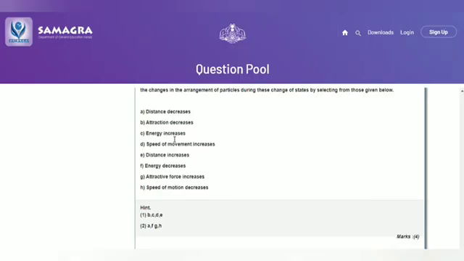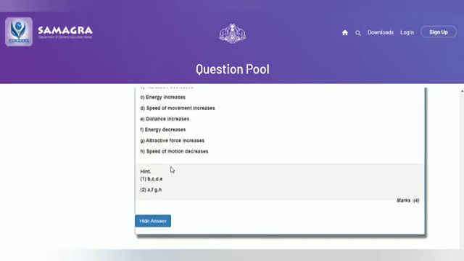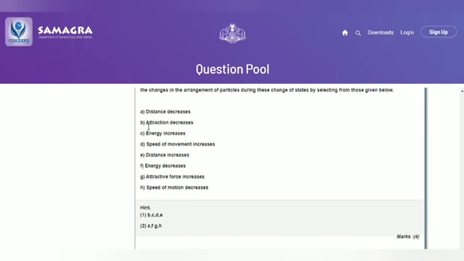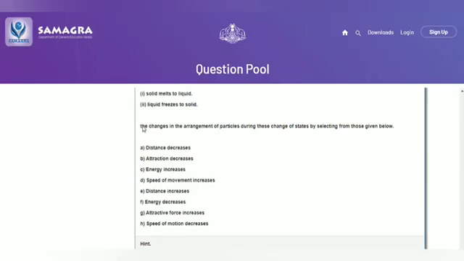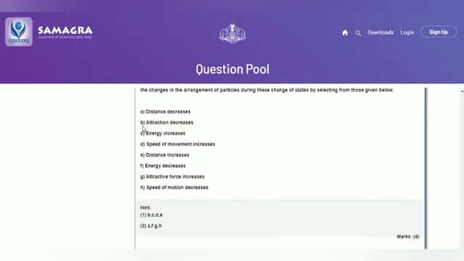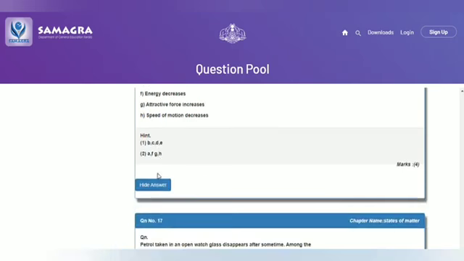That is, when a solid melts into a liquid, what all will happen? Attraction decreases, energy increases, speed of movement increases, and distance increases. Then liquid freezes to solid means distance decreases, energy decreases, attractive force increases, and speed of motion decreases.